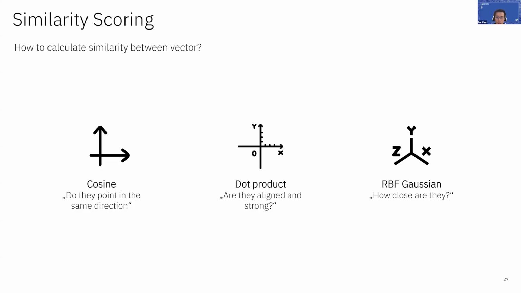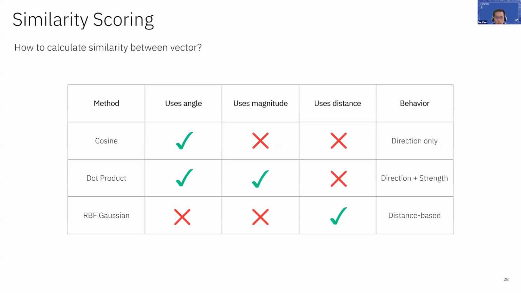I also condensed this knowledge into a table, so it's more clear where the differences between the methods are. With cosine, we just use the direction only. With dot product, we use the direction and also the magnitude. And with RBF Gaussian, we use the distance between two vectors.